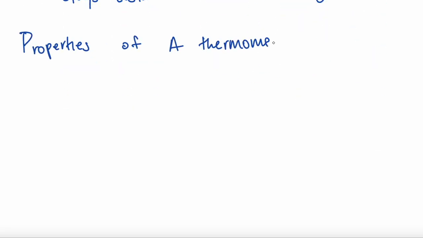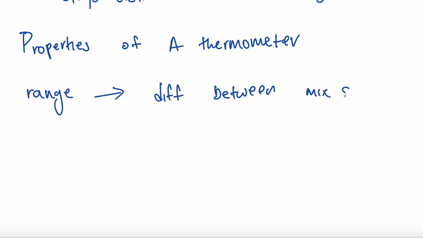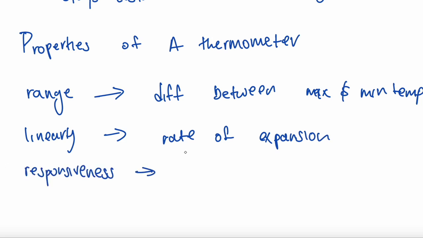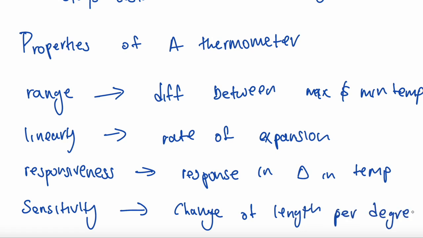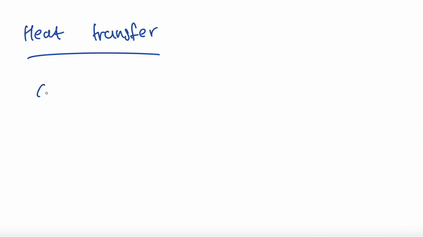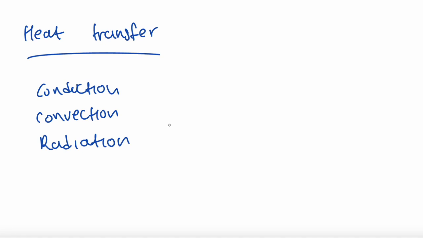Let's now have a look at the properties of a thermometer. The range is the difference between the maximum and minimum temperature. Linearity is the rate of expansion. Responsiveness is the response to the change in temperature. And sensitivity is the change of length per degree. Let's have a look at heat transfer. We have conduction, convection, and radiation.